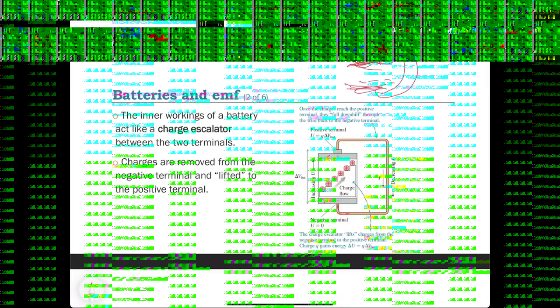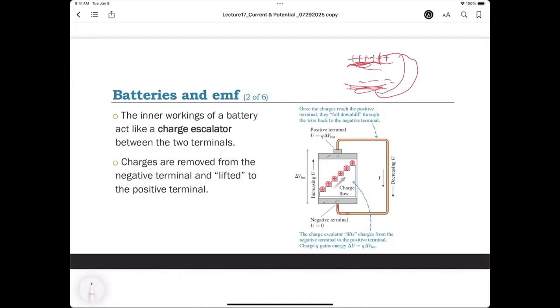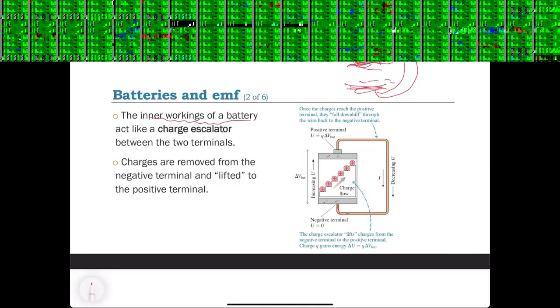But for the battery, it's not like this structure. There are no positive charges here and no negative charges here. Then how does it work? Actually, the inner workings of a battery act like a charge escalator between the two terminals. The charges are moved from the negative terminal and lifted to the positive terminal.